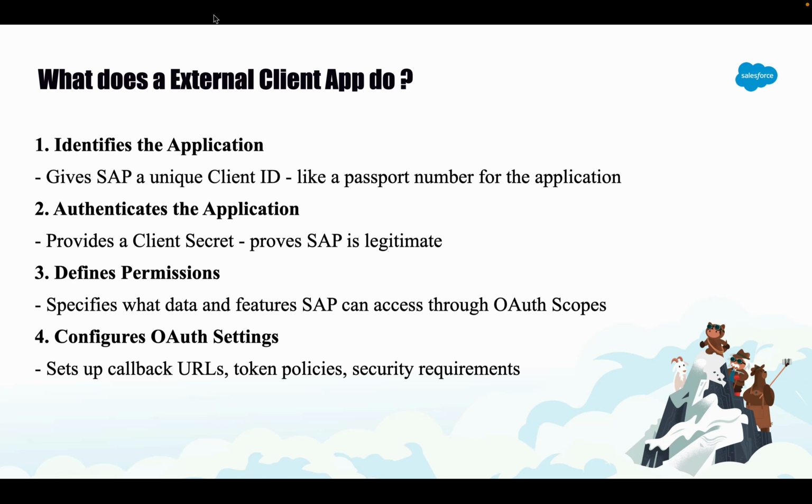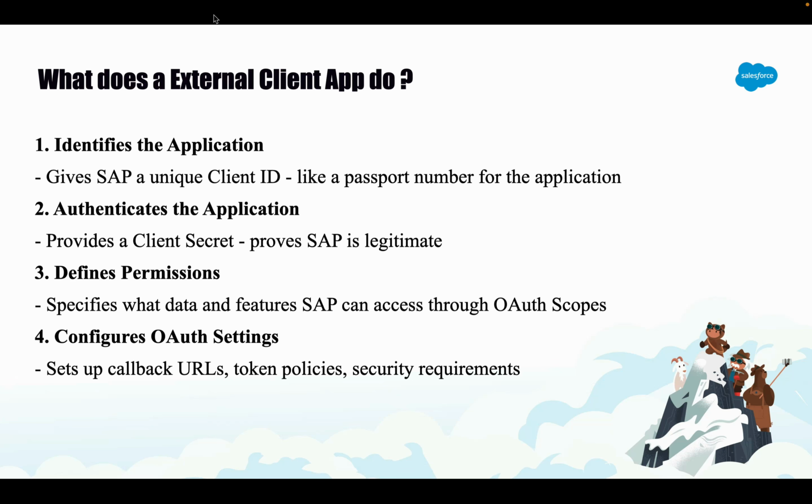When we talk about what an external client app does, first, before SAP can talk to Salesforce securely, Salesforce needs to know four things. Who is the application? Is that application legitimate? What is it allowed to do? And how should the security rules work? These basic questions need to be answered, and we know that these questions will be handled by the connected app, or the answers are hidden inside the connected app. First one is identifies the application.